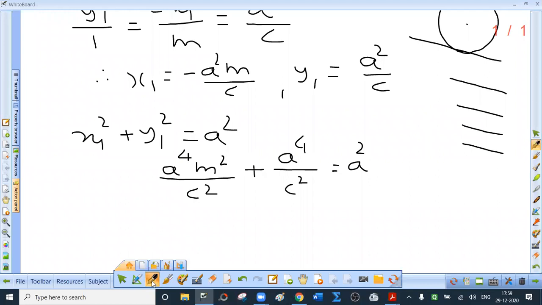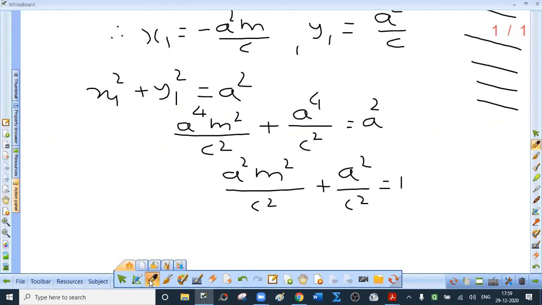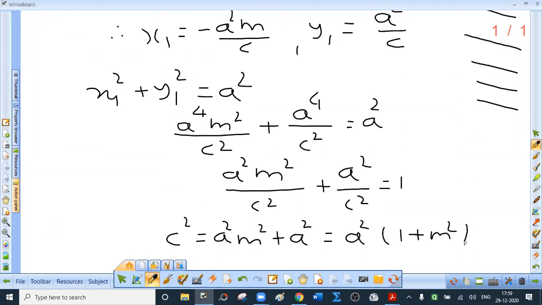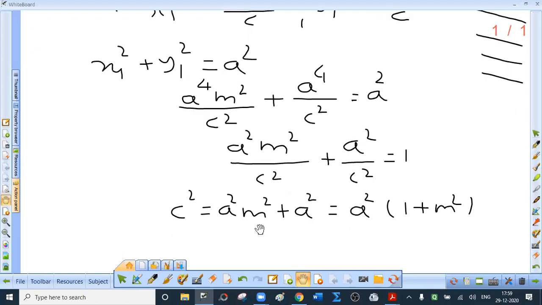Now one a square gets cancelled. So a square m square upon c square plus a square upon c square equal to 1. I have divided both sides by a square. Cross multiply. So c square equal to a square m square plus a square. Take a square common to get in bracket 1 plus m square. I have written instead of m square plus 1, I have written 1 plus m square. So what is c? Yes, plus or minus a into root 1 plus m square.